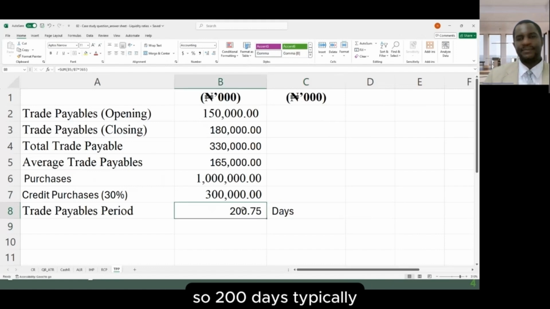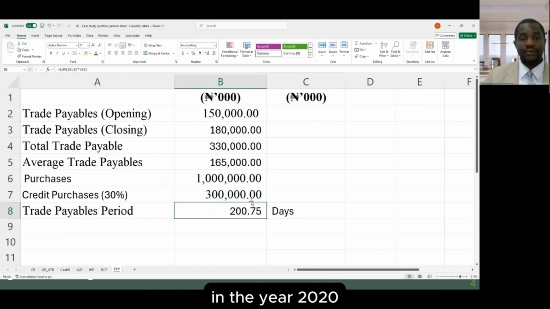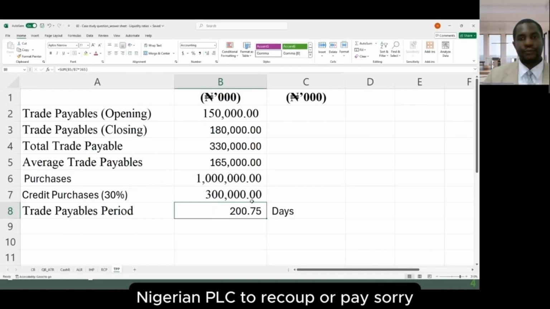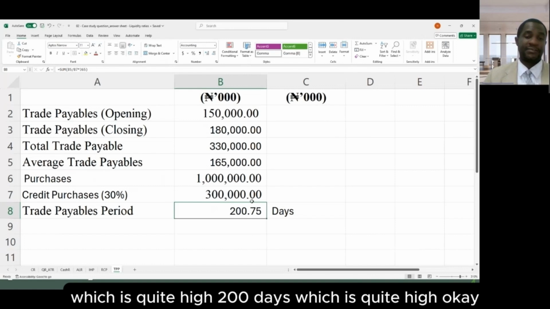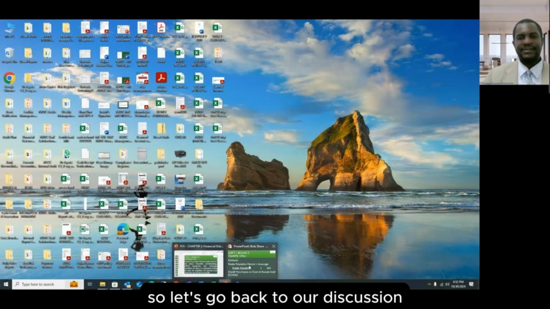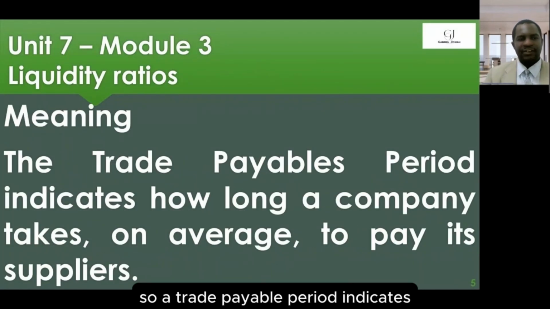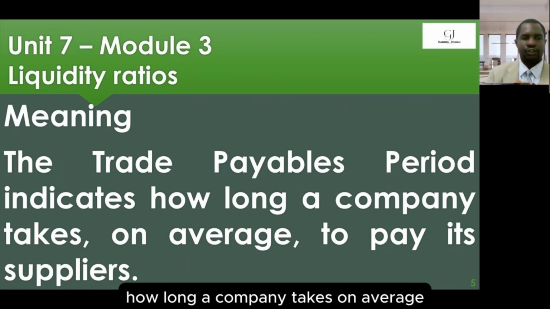So 200 days typically on average is what it takes for Sharobo 2 in the year 2020 Nigerian PLC to pay for credit purchases, which is quite high, 200 days. Okay, so what does this mean? So let's go back to our discussion. A trade payable period indicates how long a company takes on average to pay its suppliers.